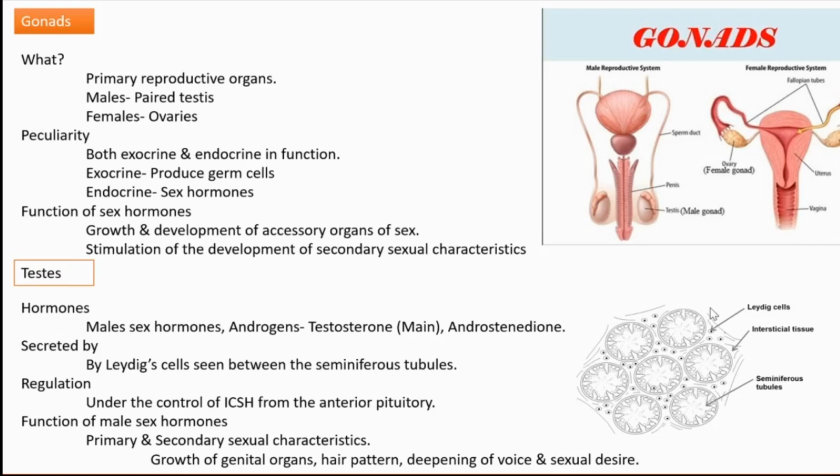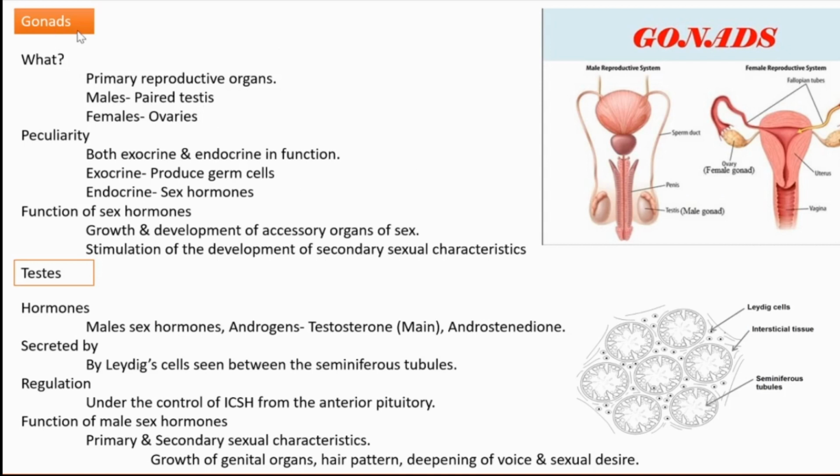Good morning, students. Today we are going to start the balance portion of the endocrinology chapter, which is about gonads. What is gonads? Gonads is a combined word to represent the primary reproductive organs. The primary reproductive organs present in male and female are different. They are called testis and ovary. The collective term for these two is gonads.